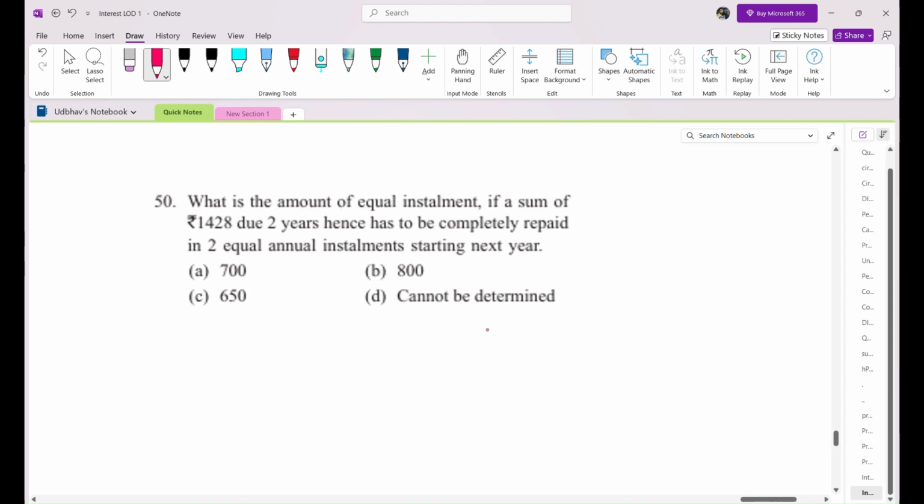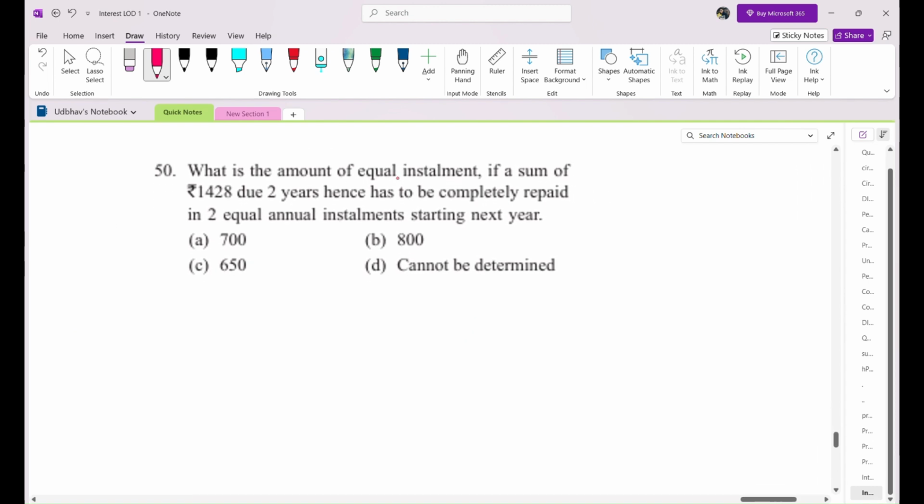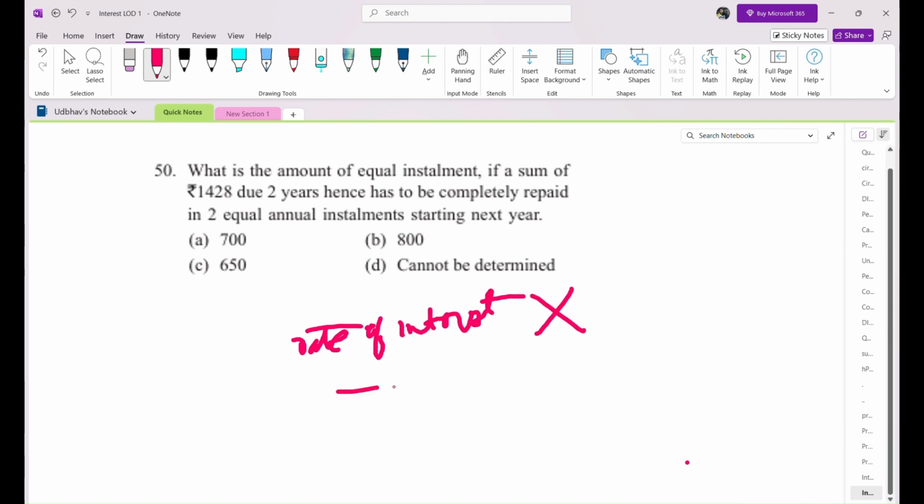The last question. What is the amount of equal installment if a sum of 1428 due in 2 years has to be completed in two equal annual installments starting next year? We are not given the rate of interest. Without the interest, we cannot find it.